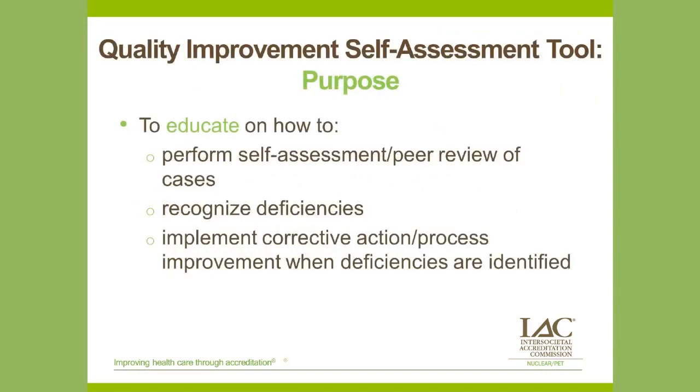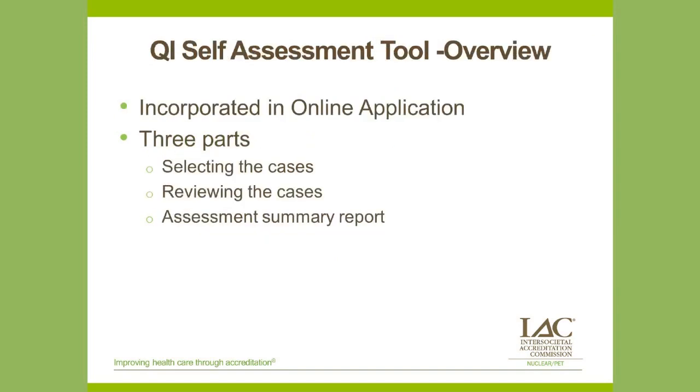The whole purpose of the QI self-assessment tool is to educate facilities on how to perform self-assessment and peer review of cases, recognize any deficiencies within the different measures, and implement corrective action or process improvement when these deficiencies are identified. The QI self-assessment tool is incorporated into the online application, and it has 3 main parts. You're going to select the cases, you're going to review the cases, and then it will provide an assessment summary report.